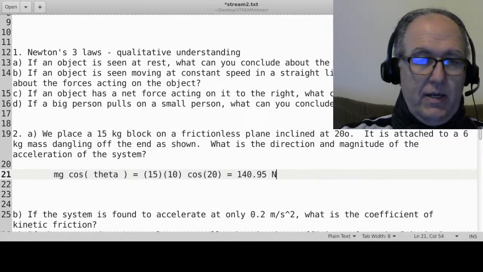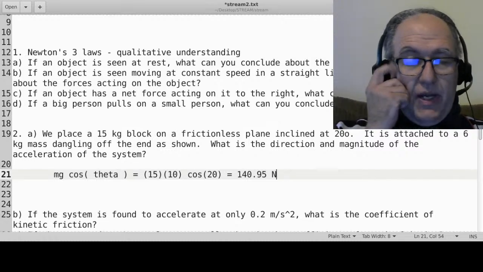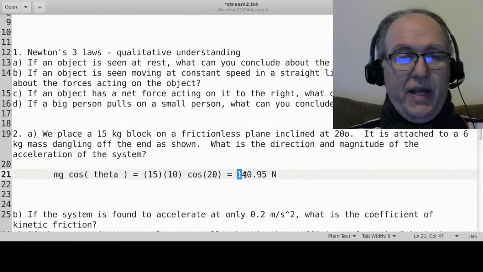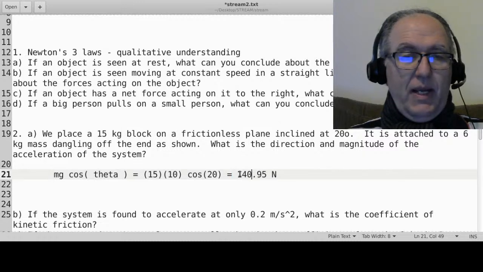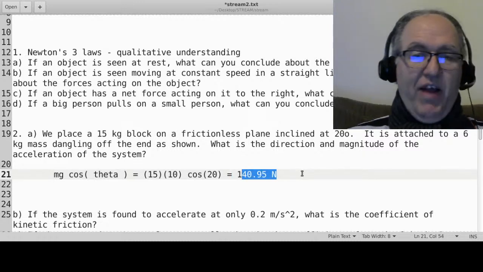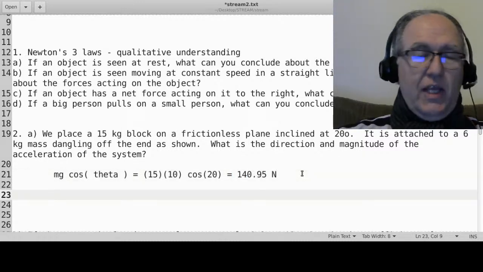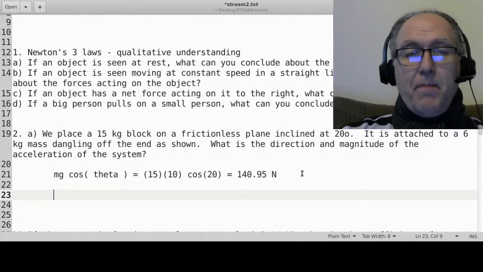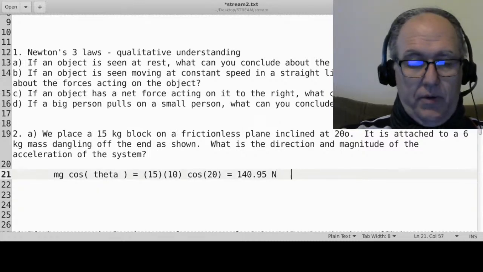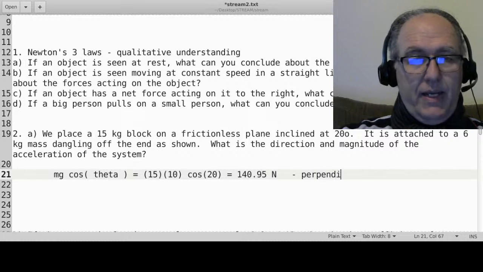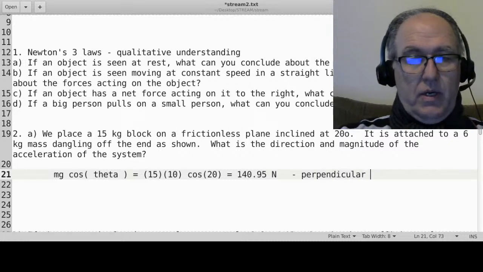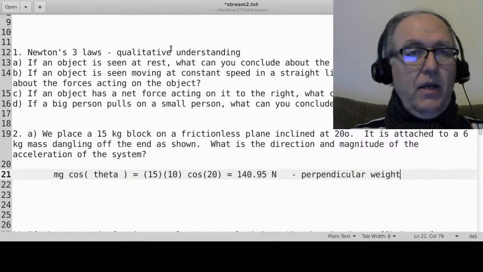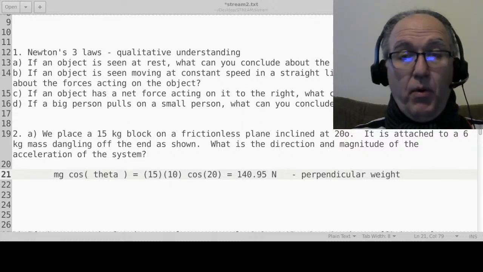I get that is 140.95 newtons. Now, you know, that's more digits than we need. I would round that off on the test to 141. But as an intermediate answer, that's fine. You can keep more digits. In fact, it's good to keep more digits. This way you tend to avoid round-off errors. Okay, that is the perpendicular component. You can even write it here. Perpendicular weight. Okay. The component of gravity perpendicular.